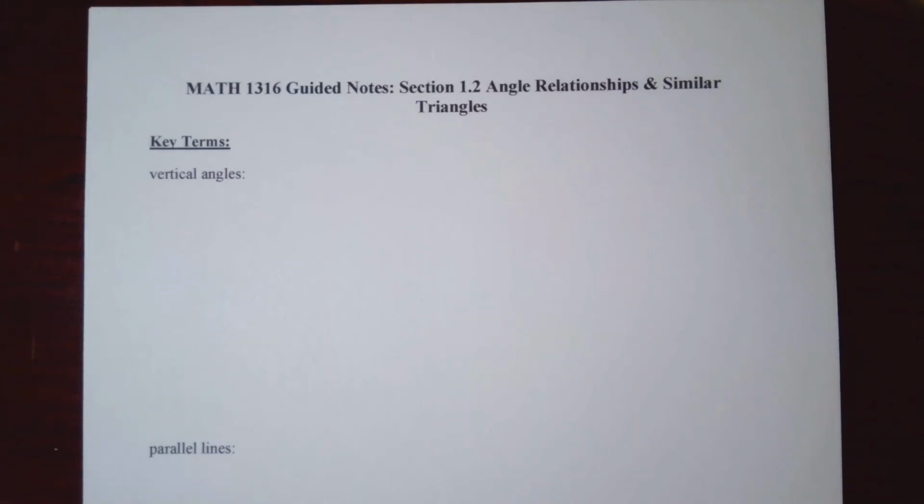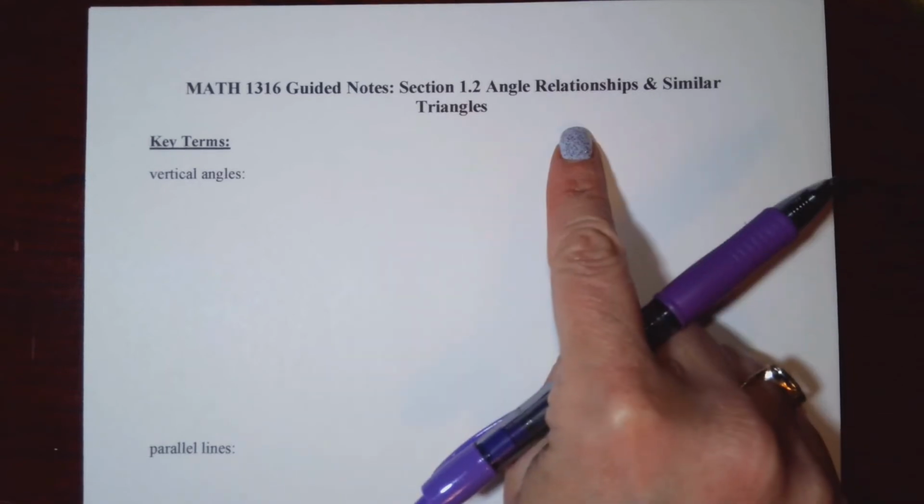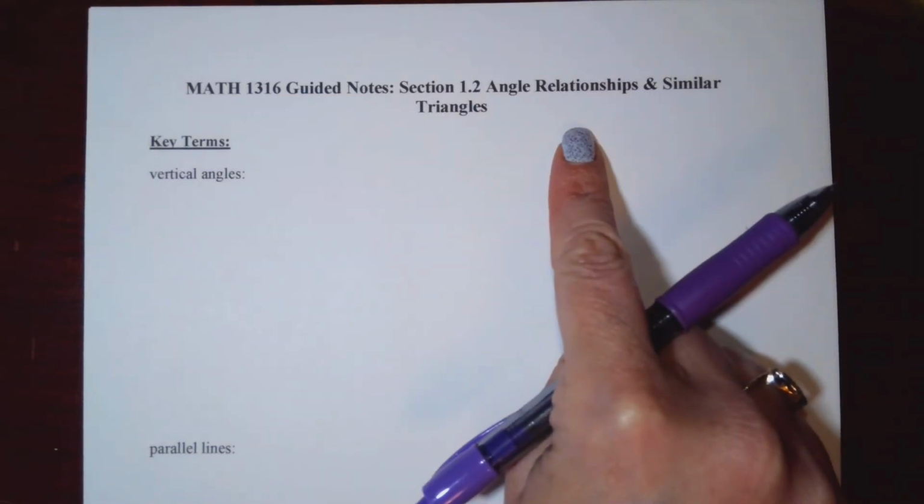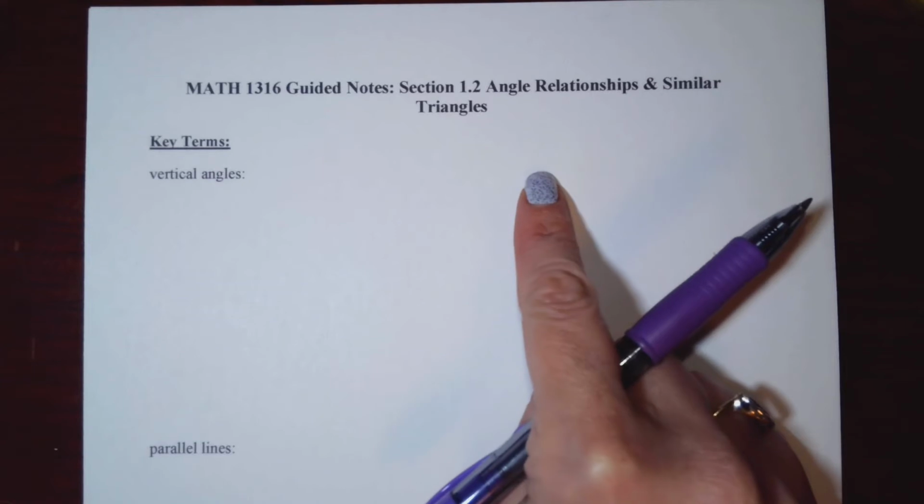Okay, here we go again. We are in Trig Guided Notes, section 1-2. Hopefully a lot more review. Angle relationships and similar triangles.